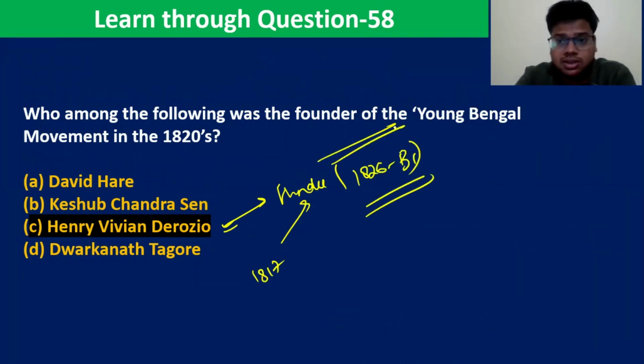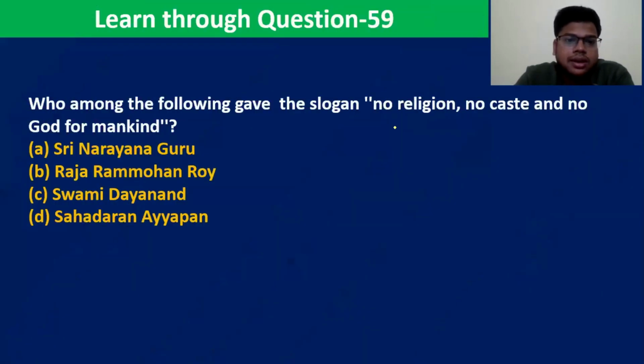Known as the Derozians, his followers, the Derozians, had very radical ideas within the reformist movement, so radical that they were not aligned with the times in which they were being thought of. Let us see the next question.